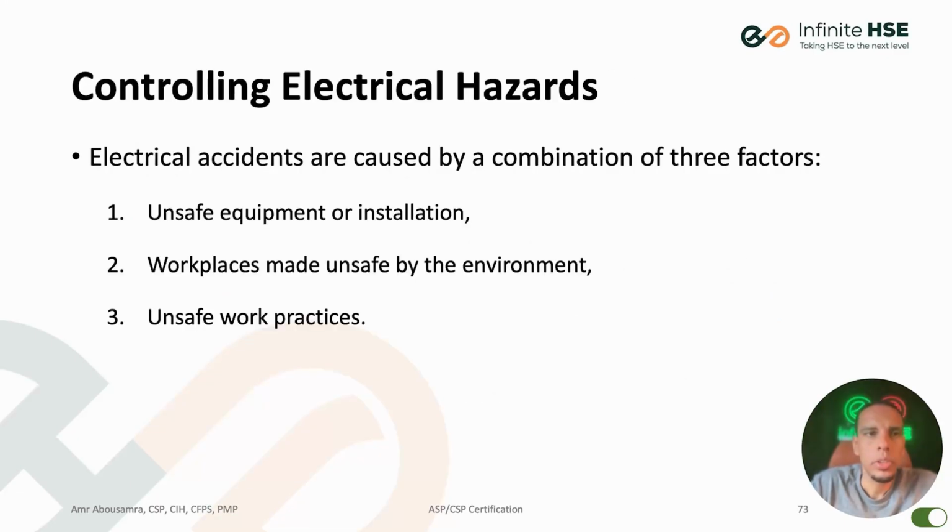The last thing we'll talk about is how to control electrical hazards. Generally, the danger of electricity comes from one of 3 things. The equipment itself has a problem, it was installed incorrectly, or it is unsafe. The second thing is the environment in which the person is working. It could be a wet environment, like standing in water or something similar. This can increase the risk of electrical accidents. And the last thing is unsafe work practices. Each of these factors can contribute to increasing the risk of electrical accidents.